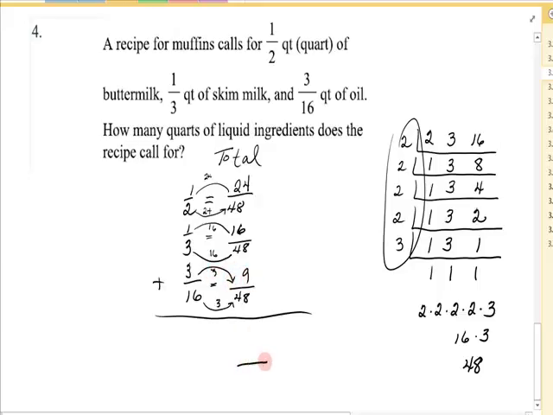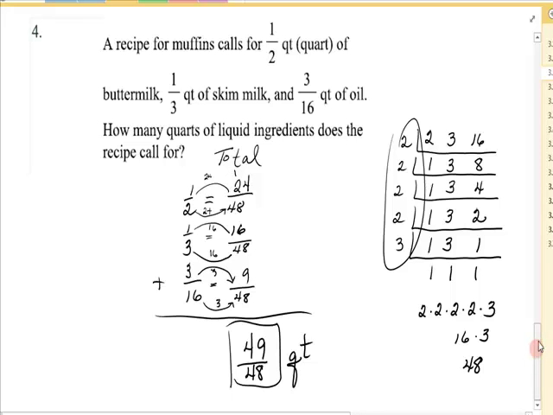So I know that I have some 48ths. I have to add the numerators. I have 2 and 6 is 10, plus 9 is 19, carry the 1. 1 and 2 is 3, that makes 4, which is 49. I get 49 over 48. Those don't have a common factor. That's my answer. It is 49/48 quarts of liquid that go into this recipe.